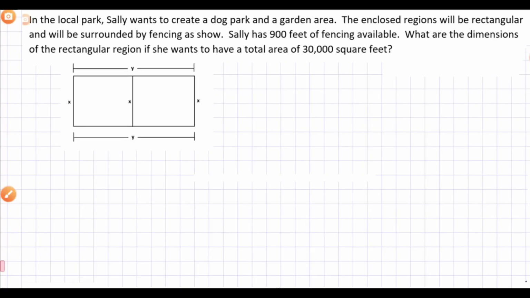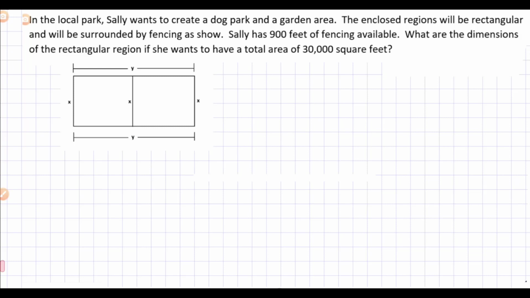All right, in the local park, Sally wants to create a dog park and a garden area. People love making dog parks and garden areas in these problems, I guess. The enclosed region will be rectangular and will be surrounded by fencing as shown. Sally has 900 feet of fencing available. What are the dimensions of the rectangular region if she wants to have a total area of 30,000 square feet?